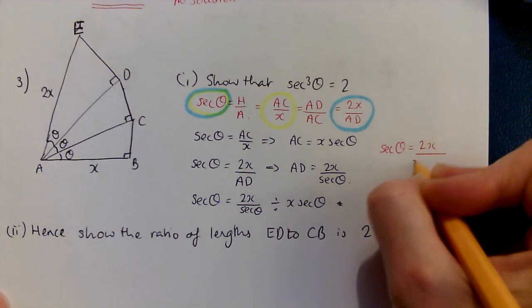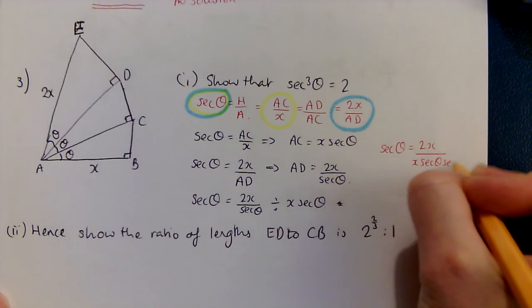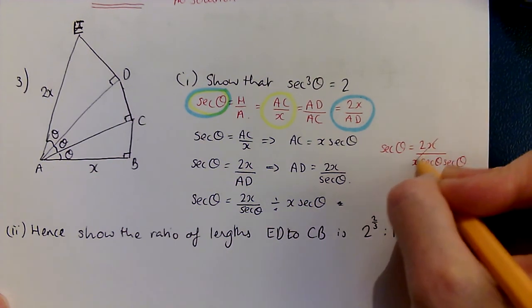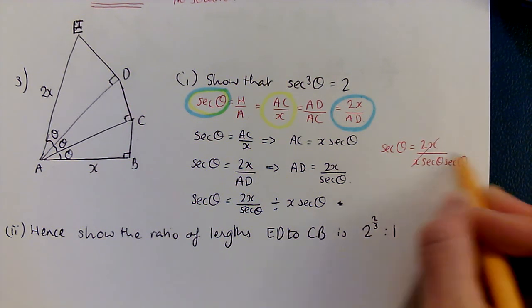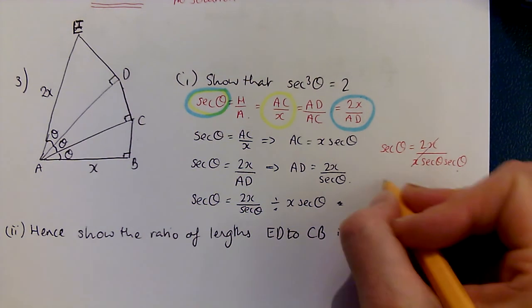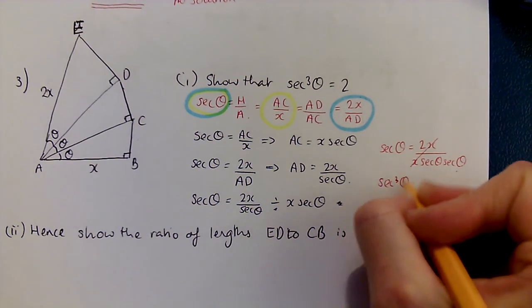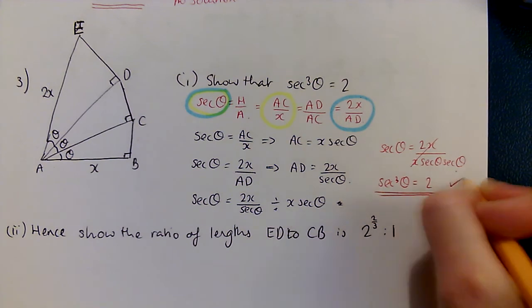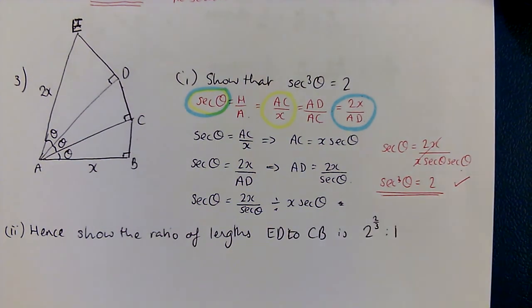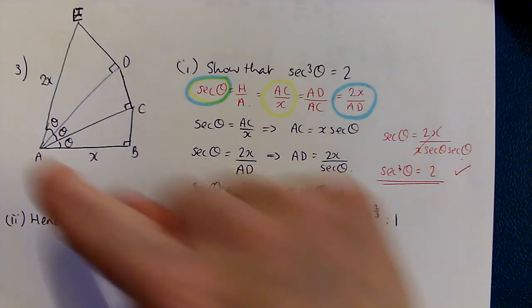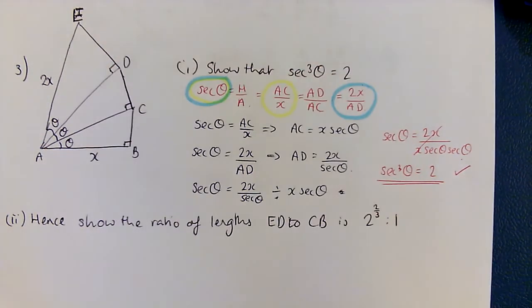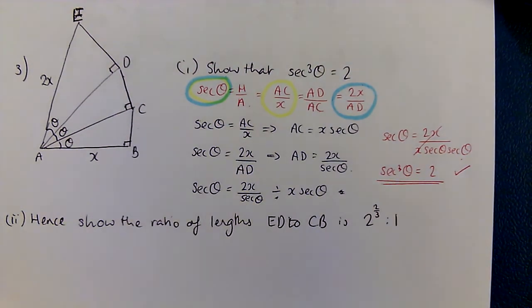2x over x sec theta sec theta. So the x's are going to cancel, and you can see here we've got sec theta times sec theta, which is sec squared theta. And if we multiply both sides of the equation by sec squared theta, we get sec cubed theta is equal to 2, which is what was required. Now, hence show that the ratio of the lengths ED, so that's this one here, to CB, which is that one there, is 2 to the power 2/3 to 1.